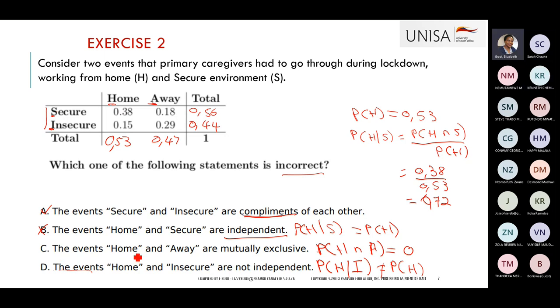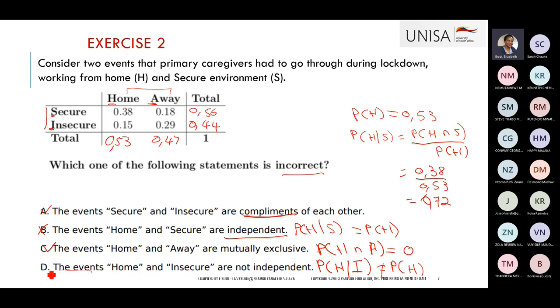The events home and away are mutually exclusive. Those two are complement events, so they cannot happen at the same time. Somebody cannot be home and also be away at the same time. So that will be correct. Now the last one is asking, because then the probability of home and away will be equal to zero there.